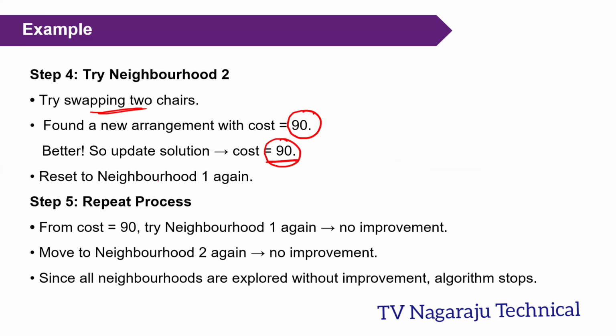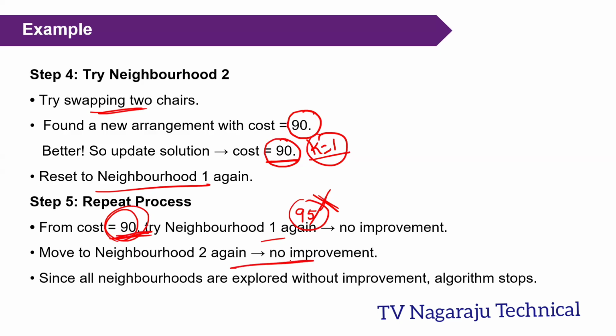Whenever you get a better solution, reset to neighborhood 1. That is, reset k is equal to 1. Now, we again check the k value. In neighborhood 1, the cost is 95, here the cost is 90, and there is no improvement in neighborhood 1. Move to neighborhood 2. In neighborhood 2, the cost is 90. Already my cost is 90, so there is no improvement. All the neighborhoods are explored without any improvement, so we stop the algorithm.